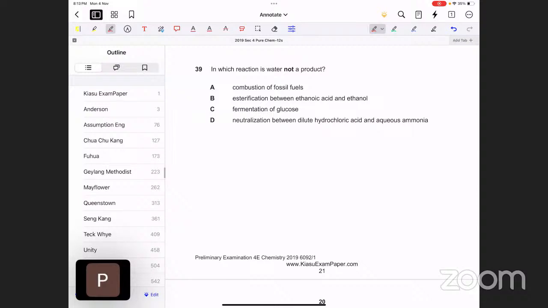All right, now 39. Please look at your reaction map. Your reaction map will contain a lot of water. A lot of water, more than 2. I'm going to invite Eben. Combustion of fossil fuel. Is it in the reaction map or not? Combustion is the middle one, correct? Everybody, the middle one. And does it produce water? It does. Okay, I have one water here. So this is correct, and we're looking for not a product.